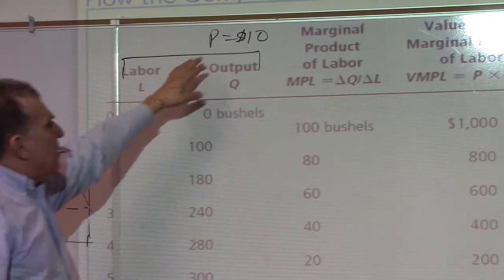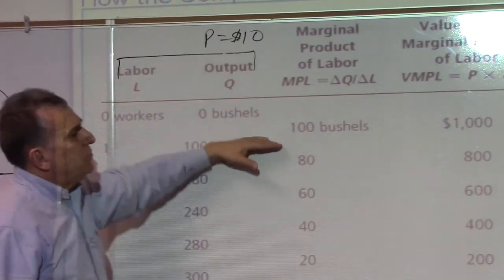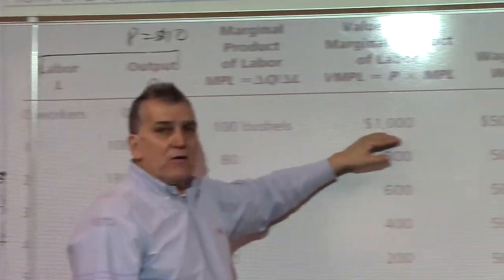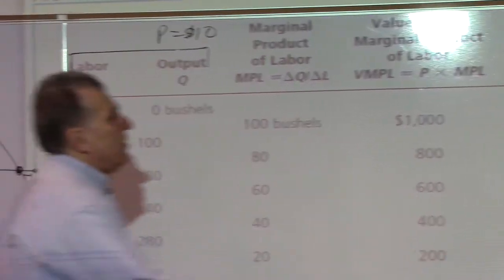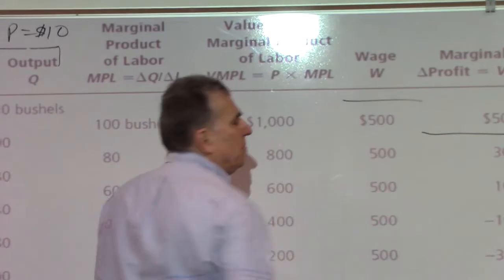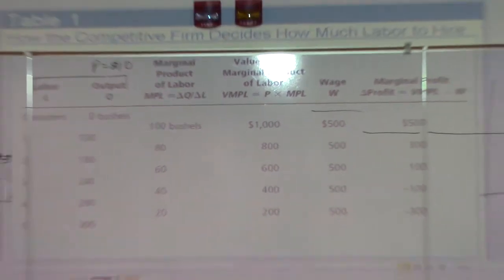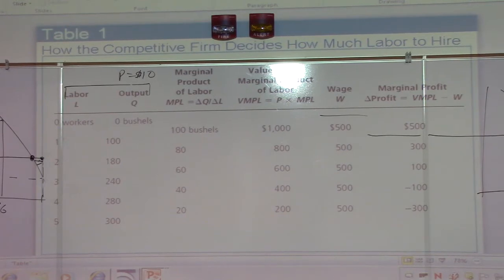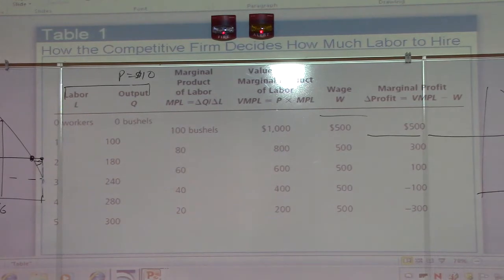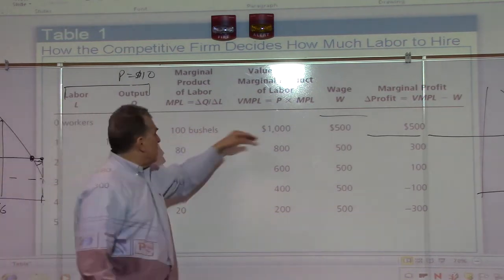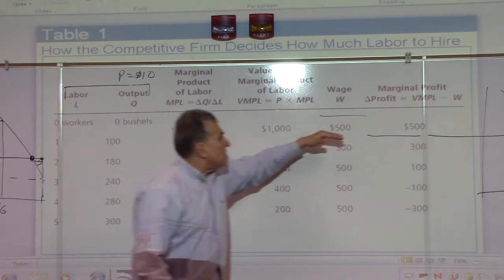Right? At $10 per bushel, if the first worker produces 100 bushels, those 100 bushels can be sold for $1,000. That's the value of that worker. However, because the wage rate is fixed, the wage rate at this column here is constant, meaning that because of the competitive assumption, the apple farmer doesn't have to raise his wages paid, his salaries, the amount that he pays for labor, as he hires more workers, because the competitive assumption means there's so many workers competing with each other that wages are fixed at 500. So the first worker produces 100 bushels that can be sold for 1,000, but it costs the farmer 500.